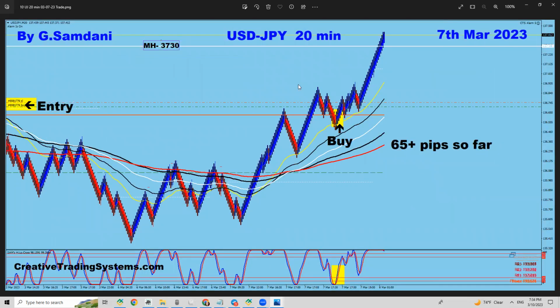I'll show you. Now USD yen, this went up on the 7th, right? 65. Today USD got weaker after the NFP, and that's why USD yen went down. I'll show you the trade down the road.